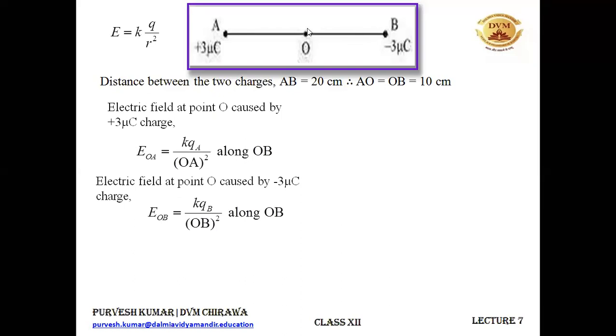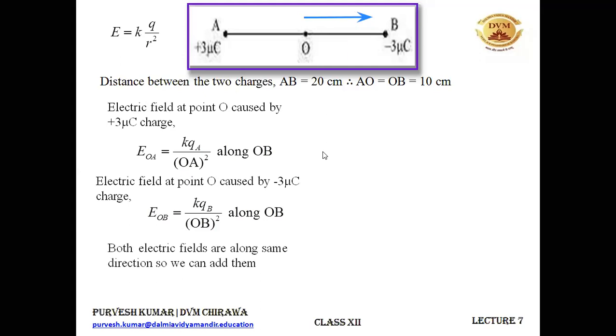You can see the direction for the electric field in both the cases is this, from O to B. In both the cases, the electric field is moving in the same direction. All right. So just add them up. The net electric field at point O is the sum of these two electric fields because they are acting in the same direction. Both the electric fields are along the same direction. So we can add them up.